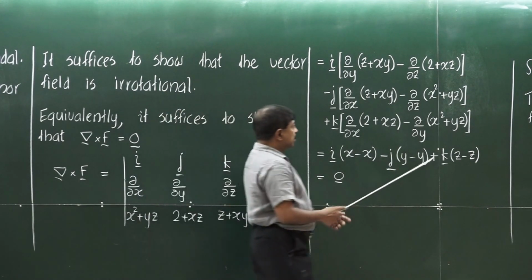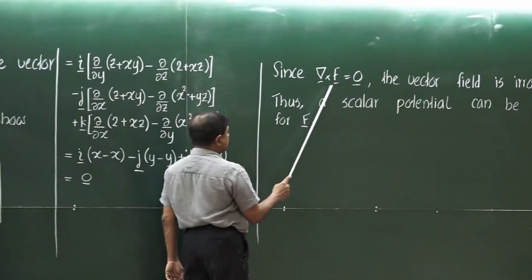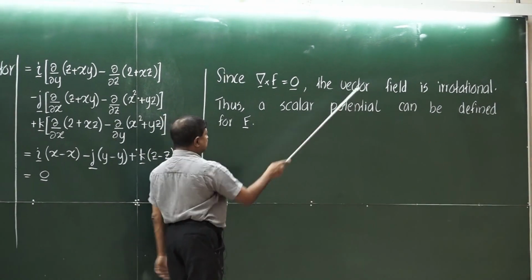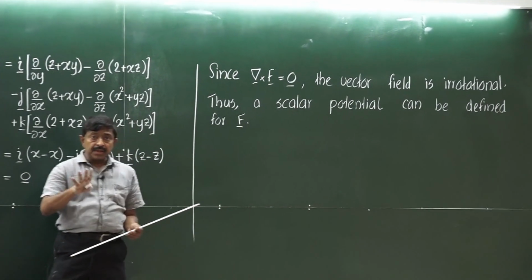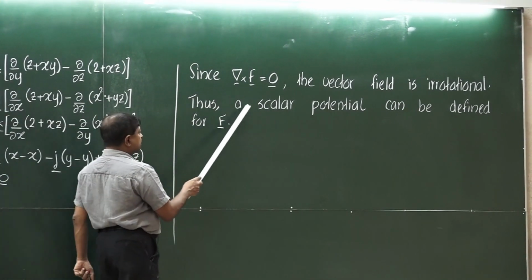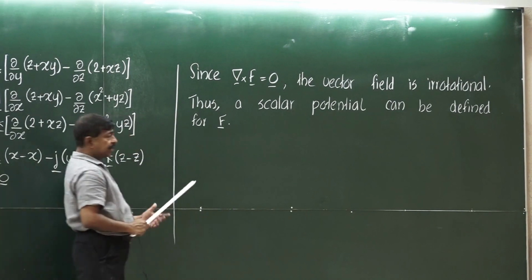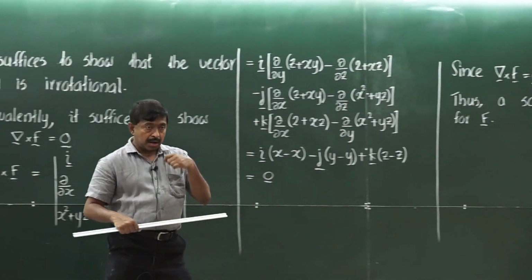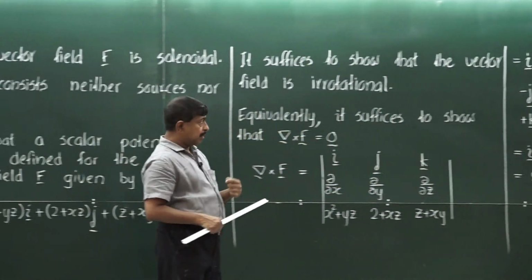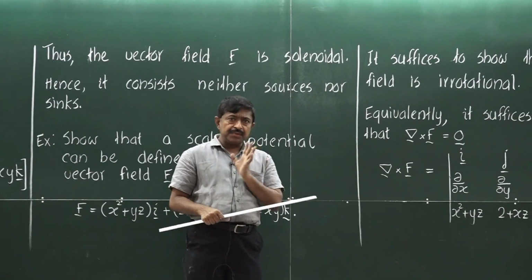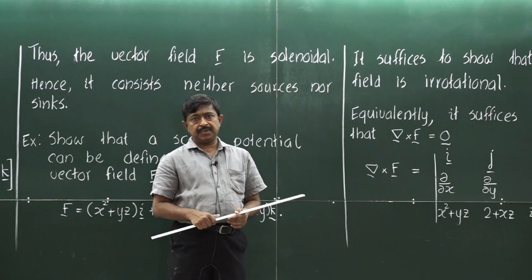That means, since the cross product, the curl f, is 0, the vector field is irrotational. A vector field being irrotational implies that you can attach a scalar potential to the vector field. So, in the next video we try to determine the potential function once an irrotational vector field is given, right. Okay.